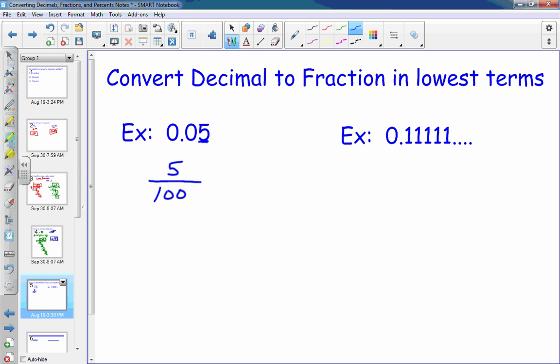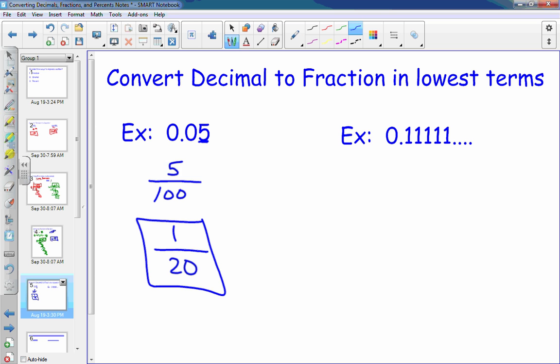And then you have to reduce. Well, what's inside each of these? A 5. So 5 divided by 5 is a 1. 100 divided by 5 is 20. So you have 1/20th.